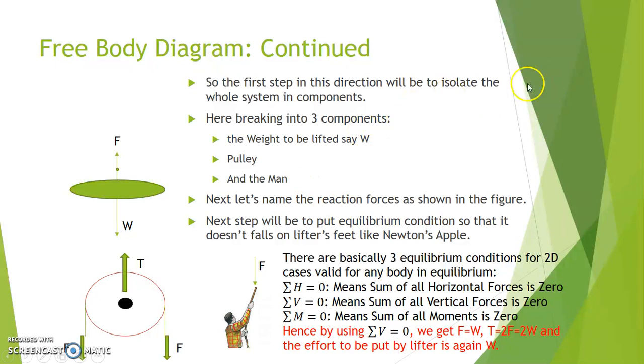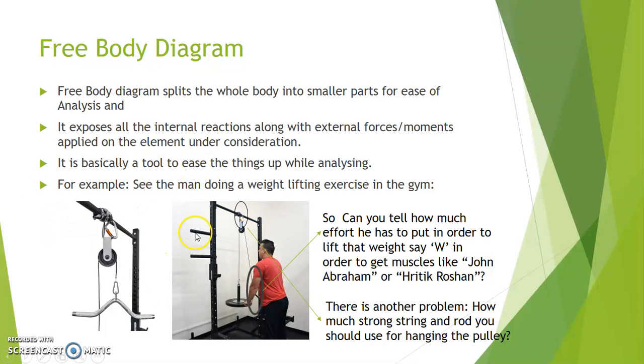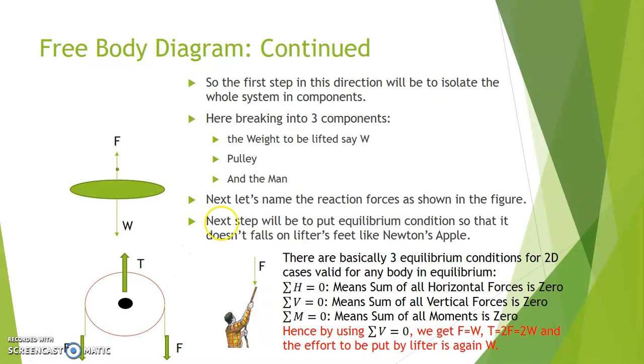We can say that the free body diagram can be converted into three components. Any system, or rather this system, where this man was trying to lift some weight through a pulley, can be broken into three parts. The first one will be the weight itself. The second one will be the pulley system, and the third one will be where he is applying the effort, which is the rod system. So let us see how we can do it.